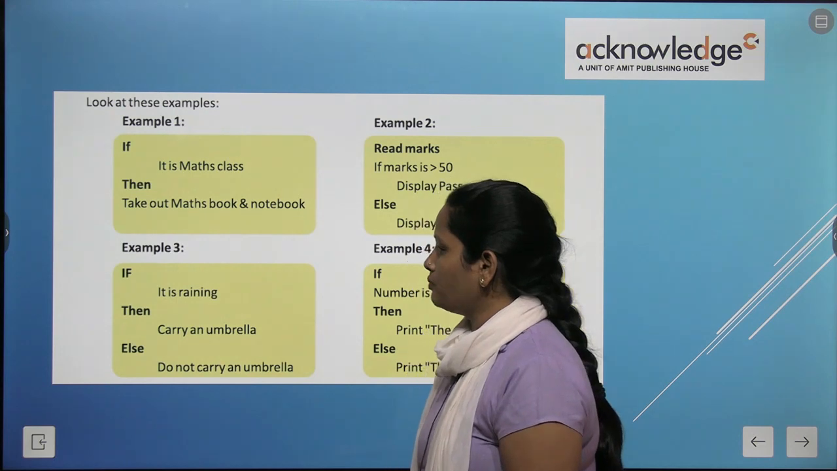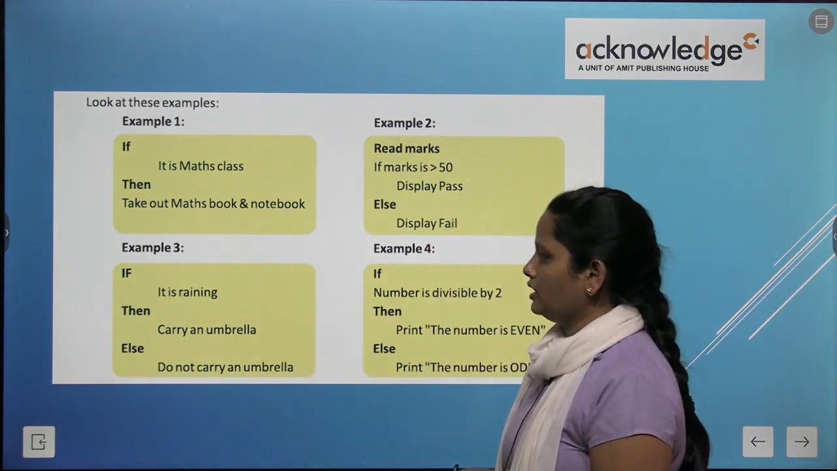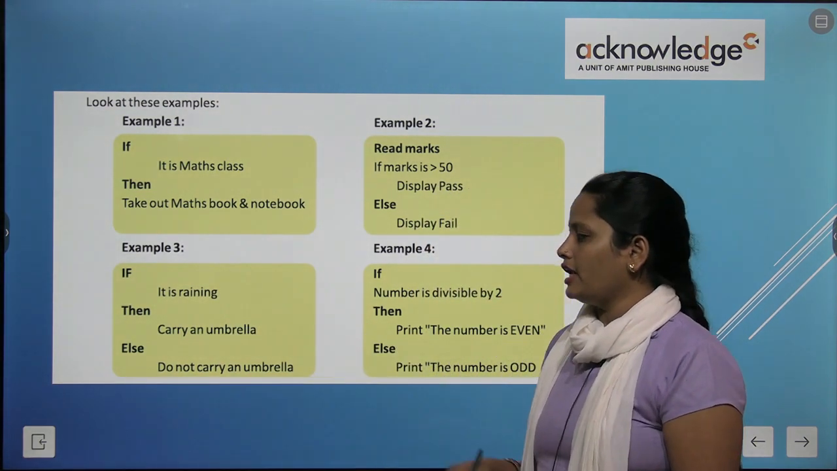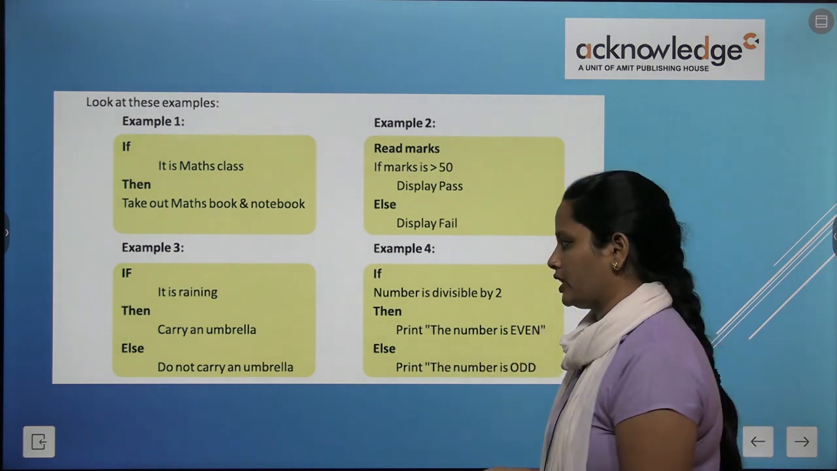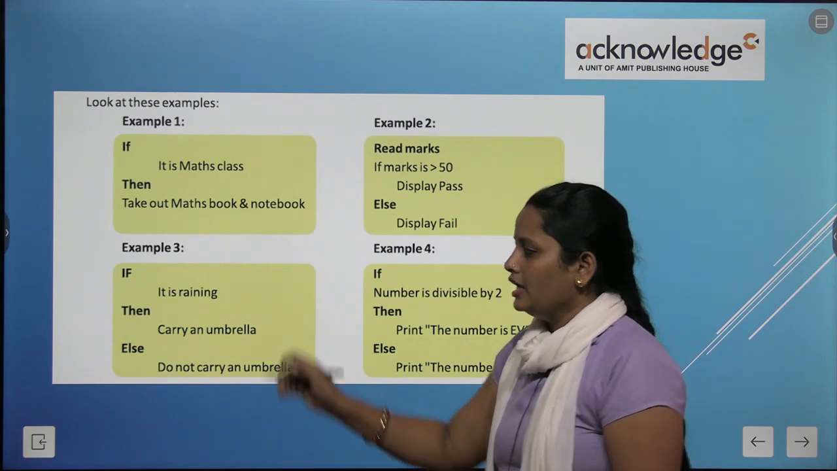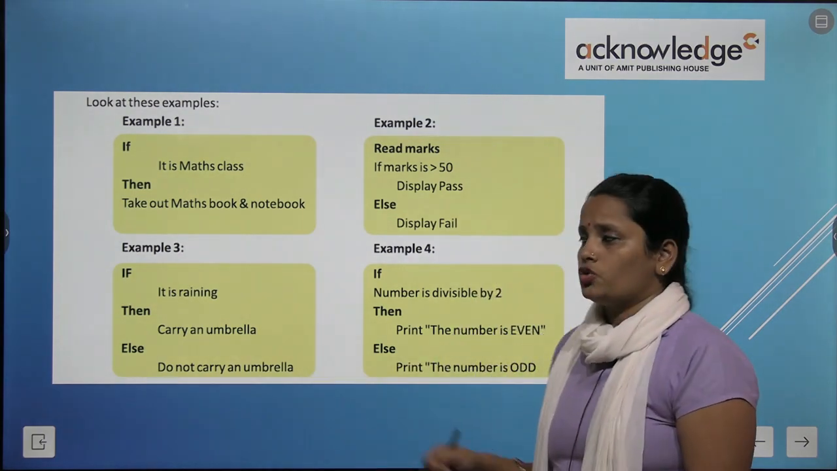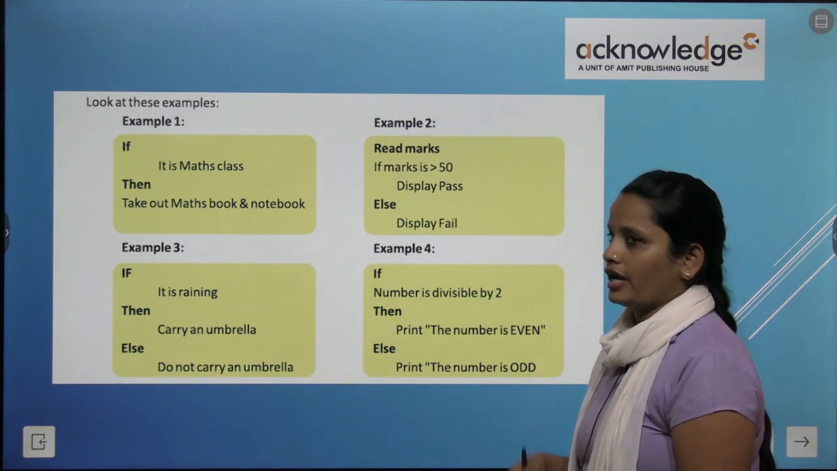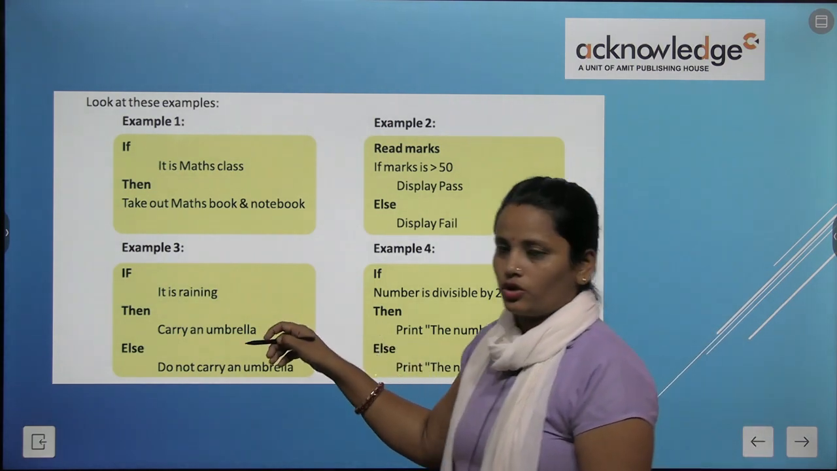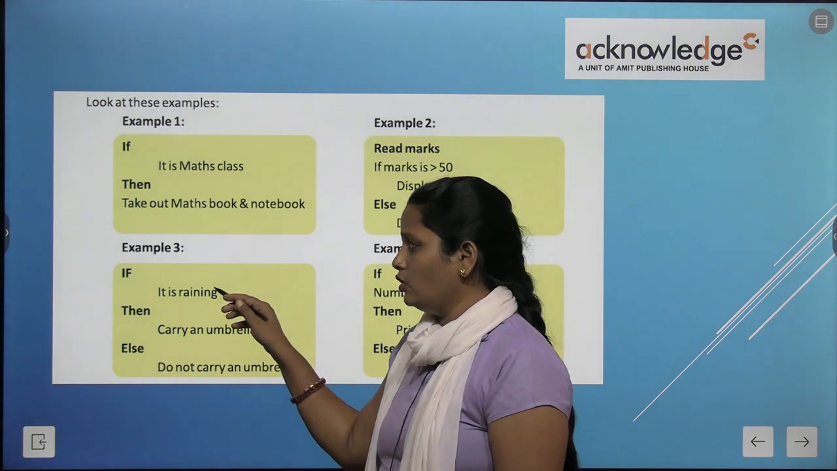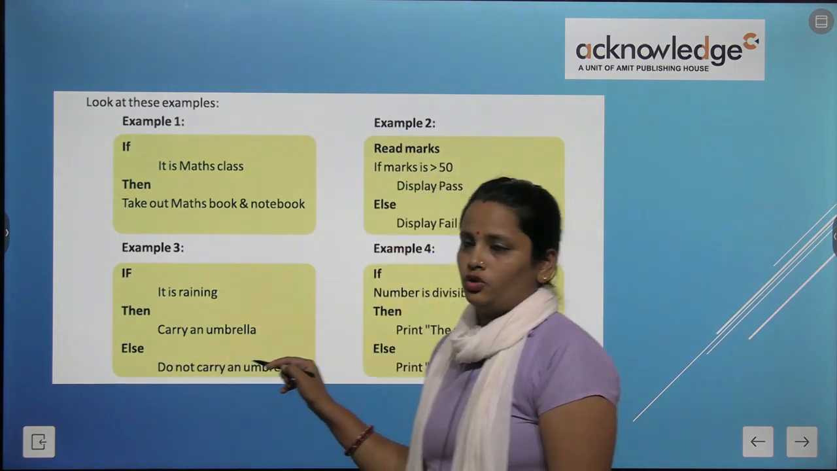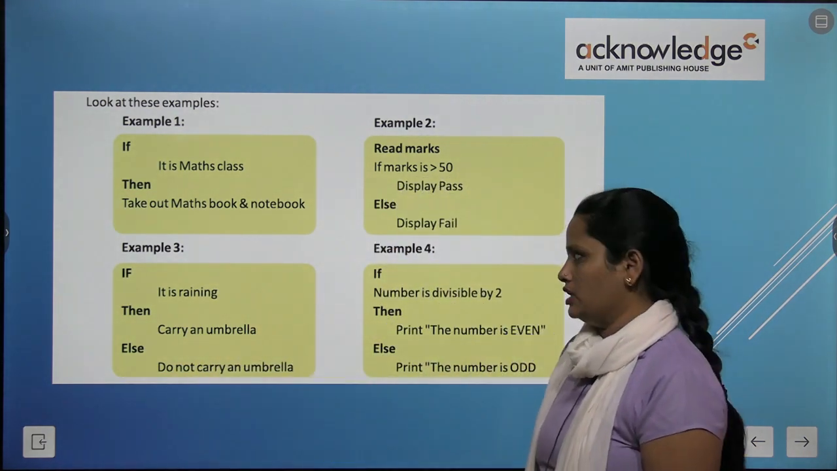Here in the third example: if it is raining, then carry an umbrella, else don't carry an umbrella. If it is raining, carry an umbrella, otherwise don't. So here we can see that if then else is truly satisfying the result. If it is raining, yes, then we will do this, and if it is not raining, then we will not do this.